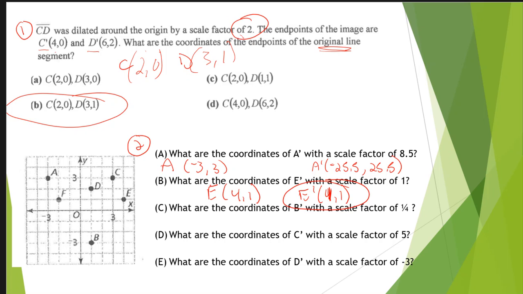For C, the original point was 3, E, 3. I'm sorry, that's B. Sorry, I can't read my own stuff here. Looking at the wrong problem. For B, the original coordinates were 1, negative 3. The new values are going to be B prime is 1/4 and negative 3/4. And for E prime, I just wanted to look at that because it has a negative there. If the scale factor is negative, you would say not possible. Cannot be done.